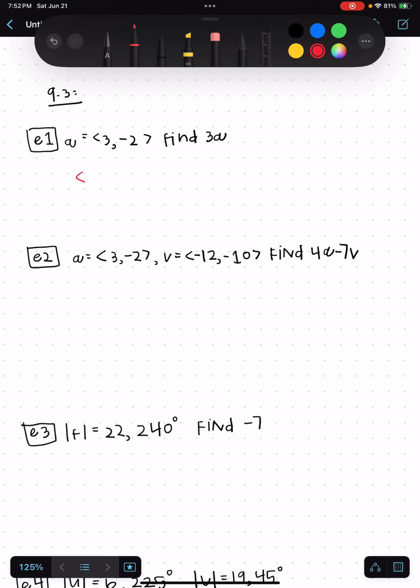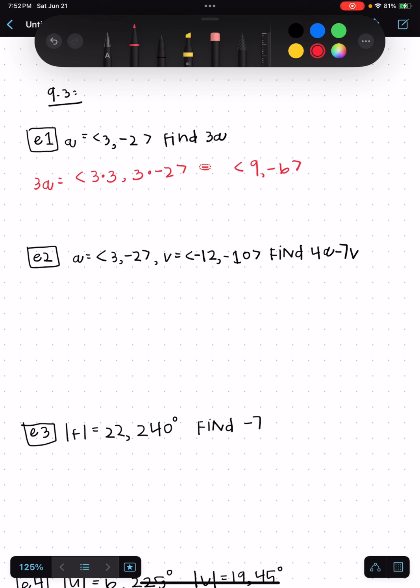The way I can write it, I can say that 3a is equal to 3 times 3, and then 3 times -2. I just multiply both chunks by 3 because I want to multiply the entire vector a by 3, which means my final answer would be 9, -6. Okay, that was easy. And now on example 2, super similar, but now they're giving us 2 vectors.